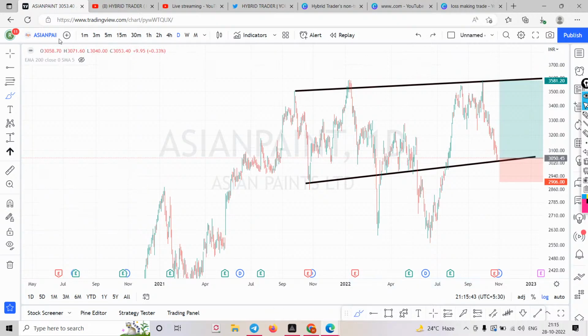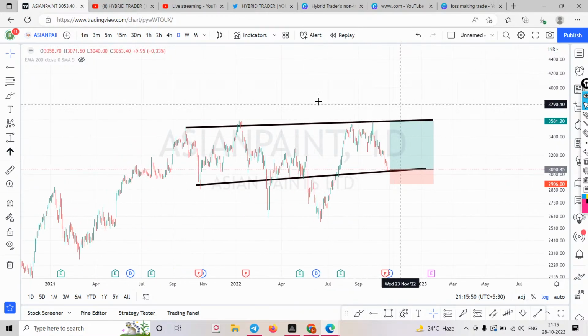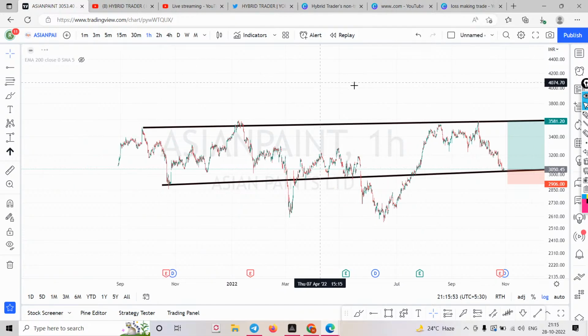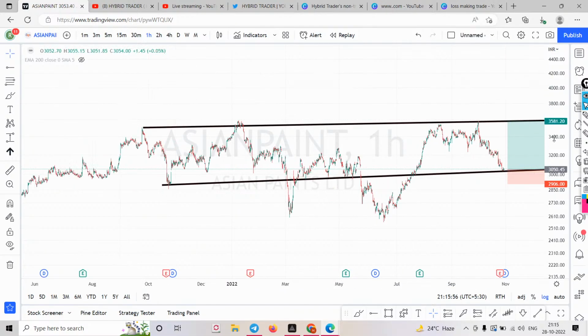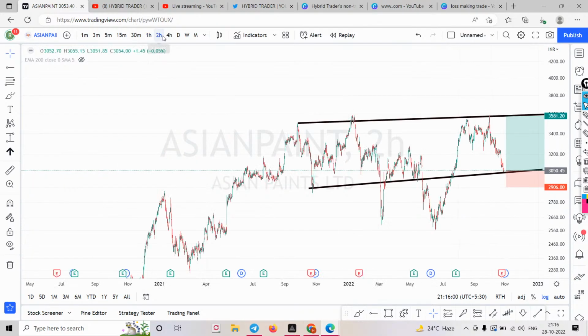Check the beauty in Asian Paints. Check the risk to reward you'll be getting. This is the price action of Asian Paints. Let me take you to 1 hour so that you get a good picture, good visibility. Okay, this is my Asian Paints. Or else let me take you to 2 hours so that you have visibility.